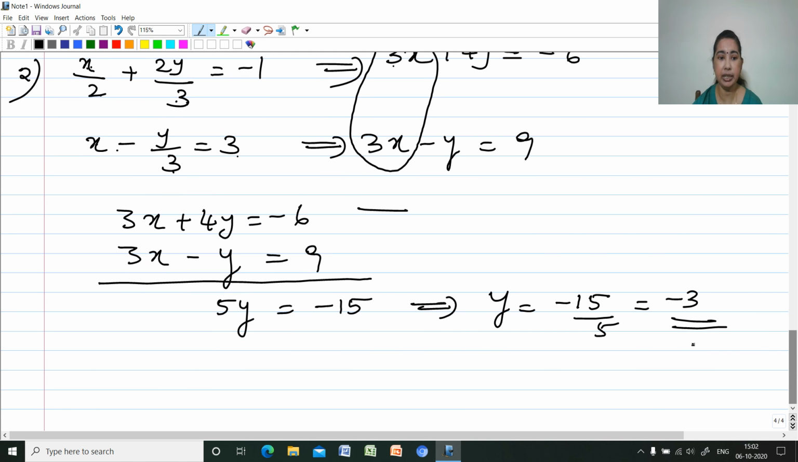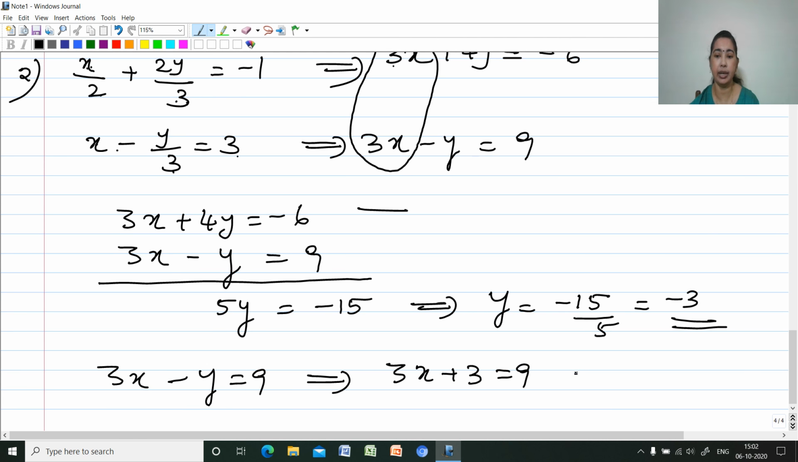Then substitute in any of the equations. We will put it in the second equation. So 3x - y = 9, that gives 3x - (-3) = 9. So minus of minus 3 is plus 3, equal to 9, or 3x = 9 - 3, that is 6, or x = 2. So that's the value of x and y.